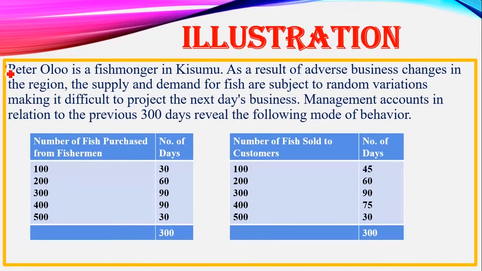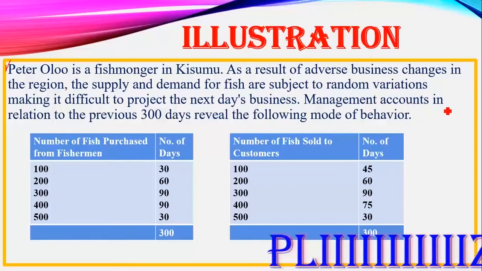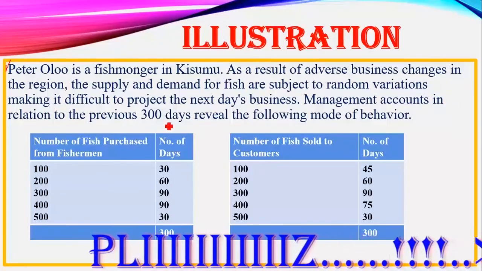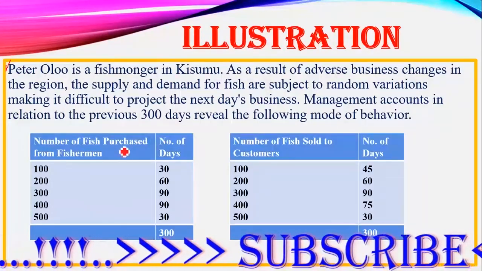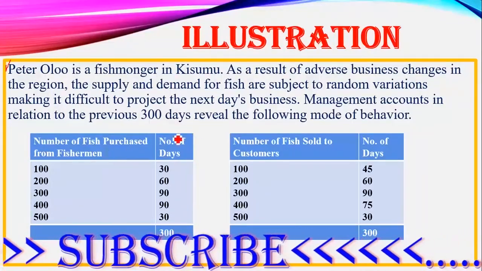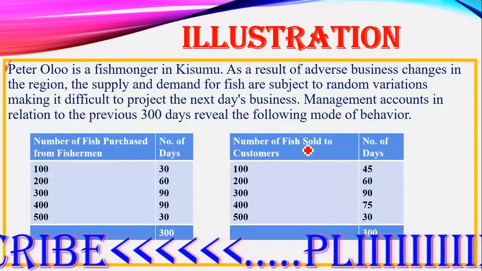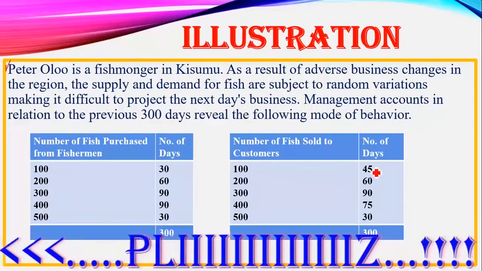So this illustration is saying that Peter Olo is a fishmonger in Kisumu. As a result of adverse business changes in the region, the supply and demand for fish are subject to random variations, making it difficult to project the next day's business. Then management accounts in relation to the previous 300 days reveal the following mode of behavior. So you're given the number of fish purchased from the fishermen, number of days, the number of fish sold to customers, and the number of days.